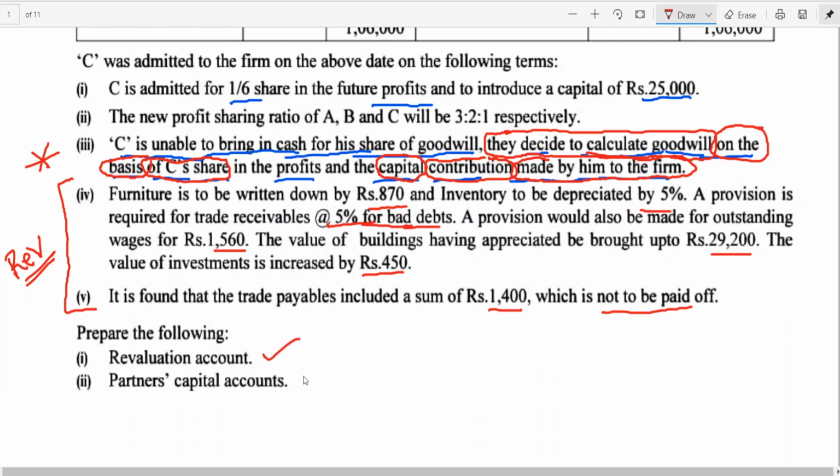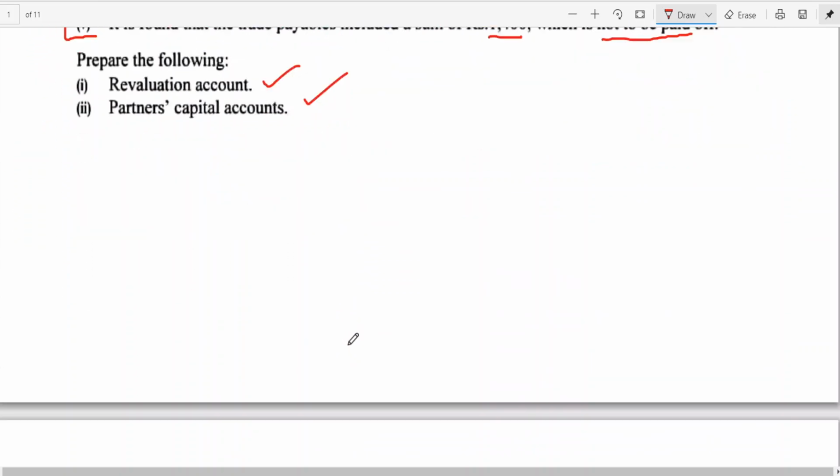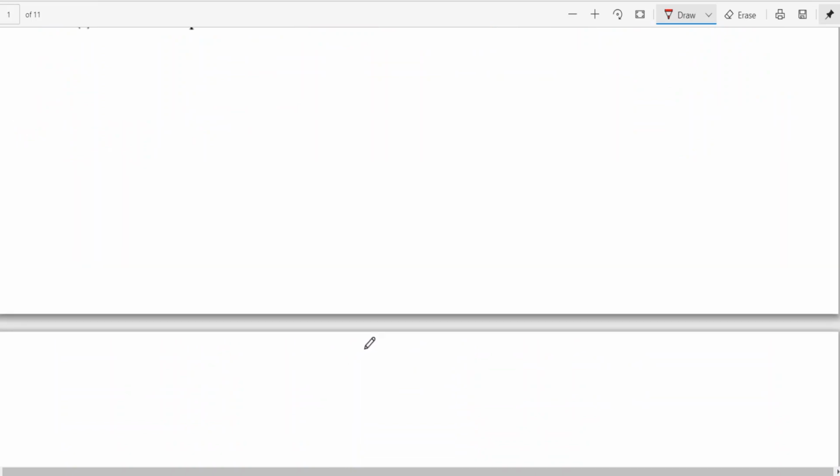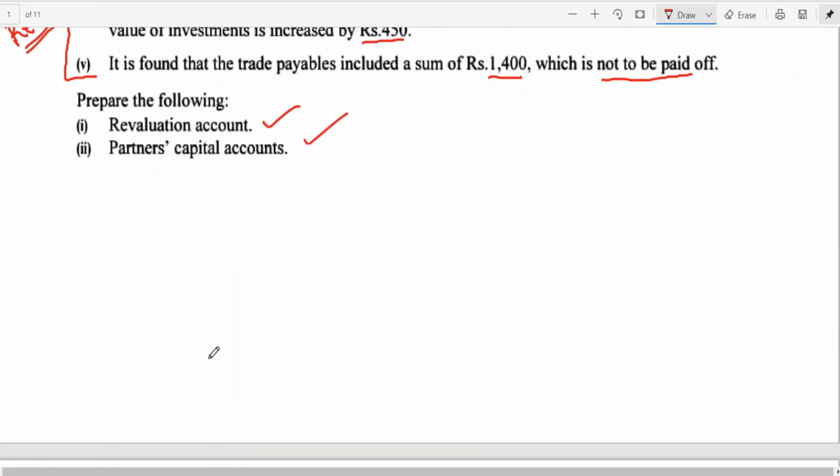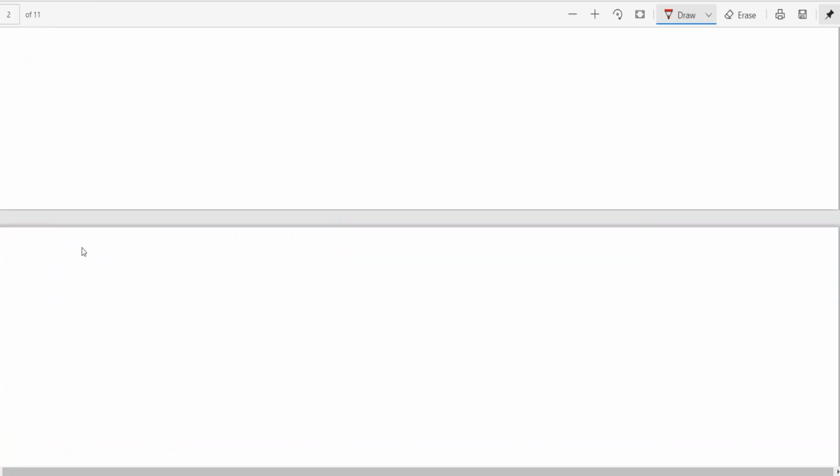Prepare the revaluation account and partners' capital account. Are they asking about the balance sheet? No, only two things they are asking: prepare the revaluation account and partners' capital account. So in today's class I am going to explain the concept of hidden goodwill. So let me start with the solution, stating working notes.